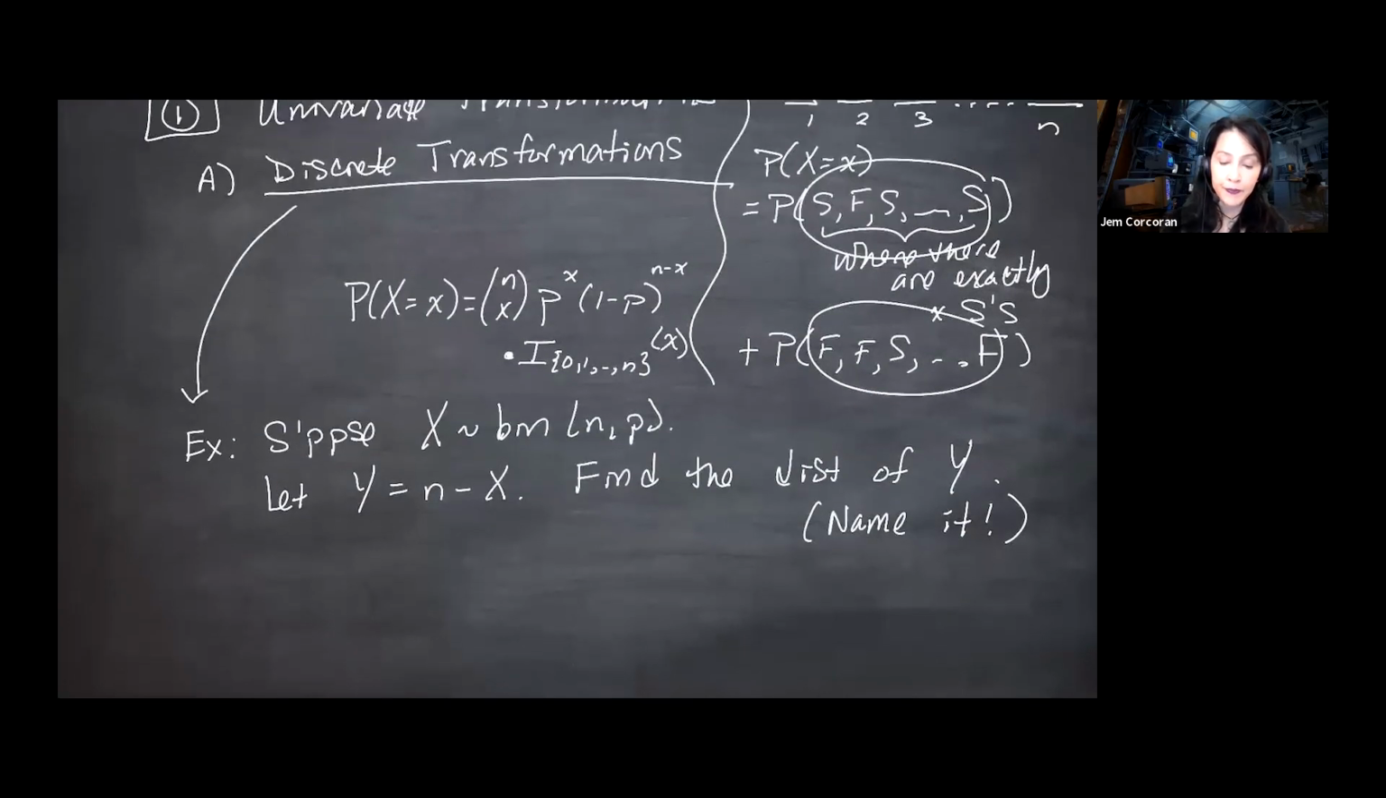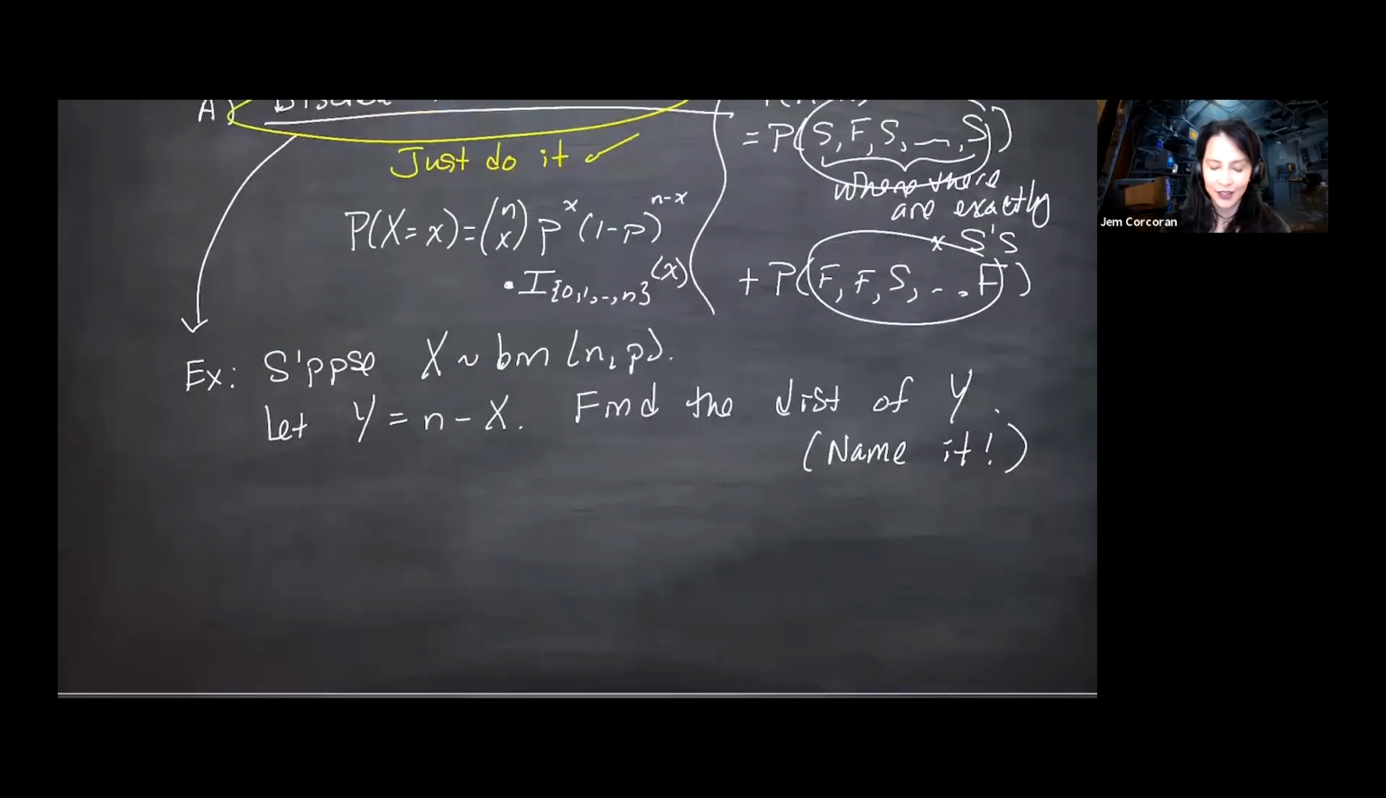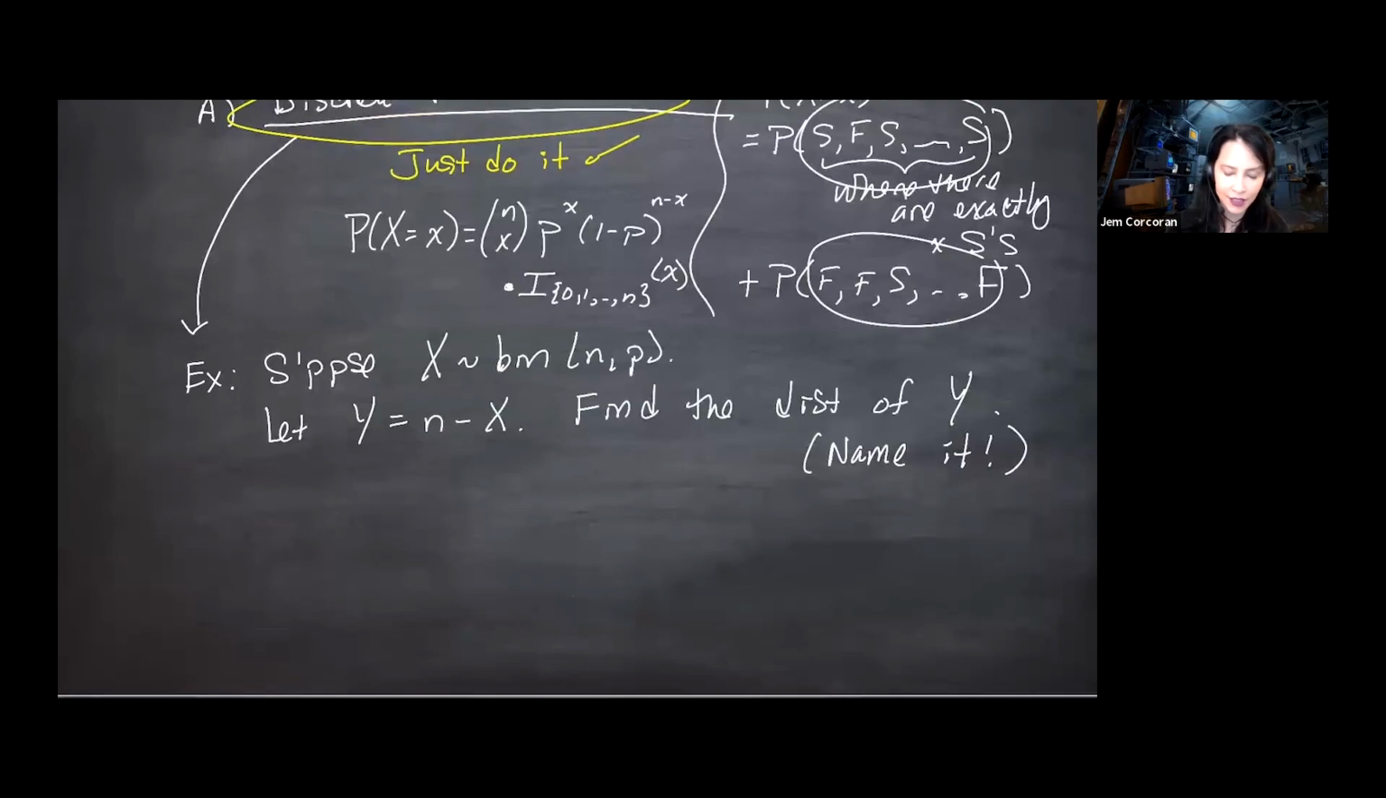My advice for any discrete transformation is just do it. I don't mean to look so Nike or whatever. I can't make that swoosh, but just do it. I don't want to give you a formula for this. Just do it.